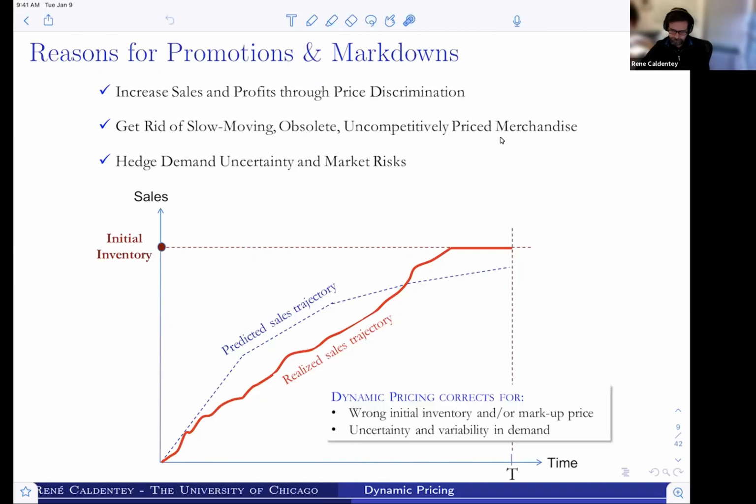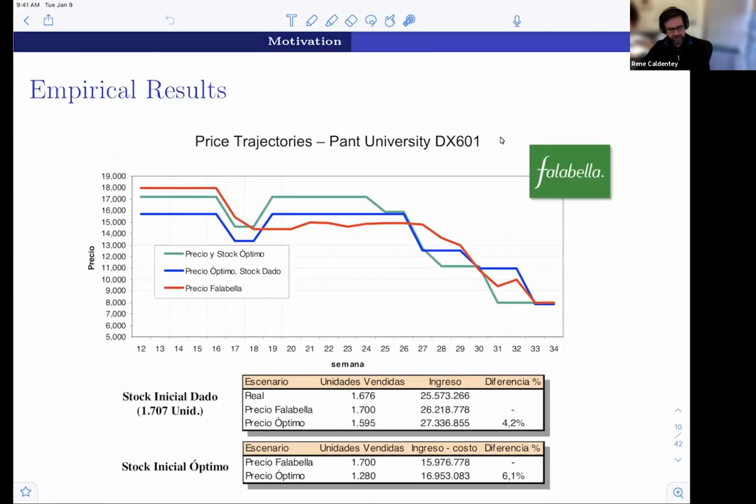All right, so let me finish this introduction with just an example. This is a project that I did some years ago with a company called Falabella. It's a very large apparel retailer in Latin America. We were working with them because they were exploring more and more these ideas of developing more markdown systems, more dynamic pricing systems. And so we were trying to work with them to see what it takes to do this.